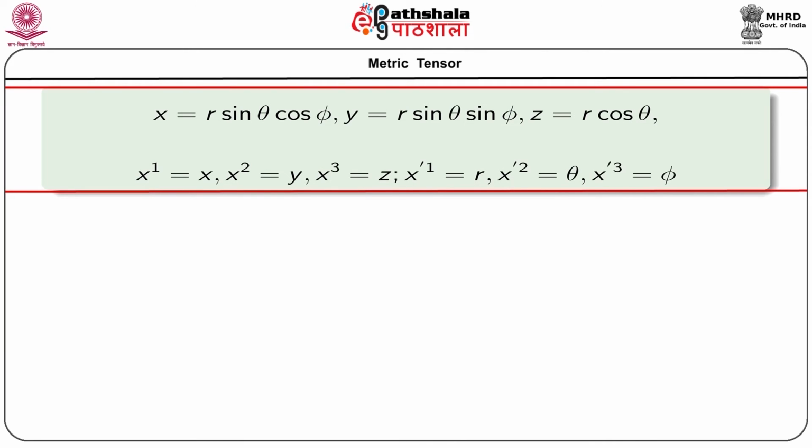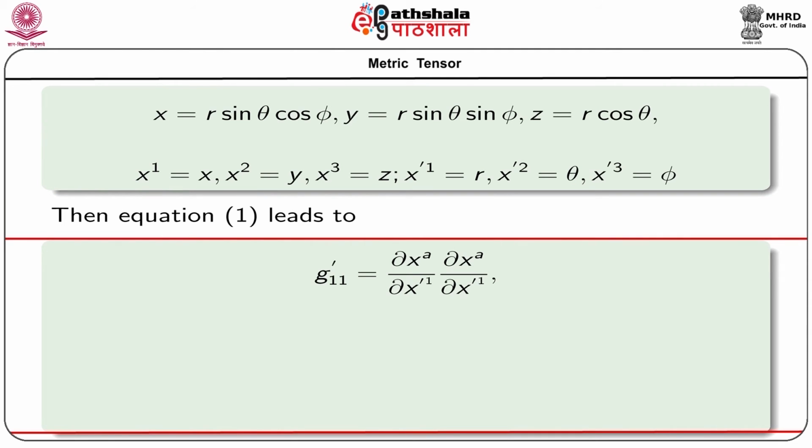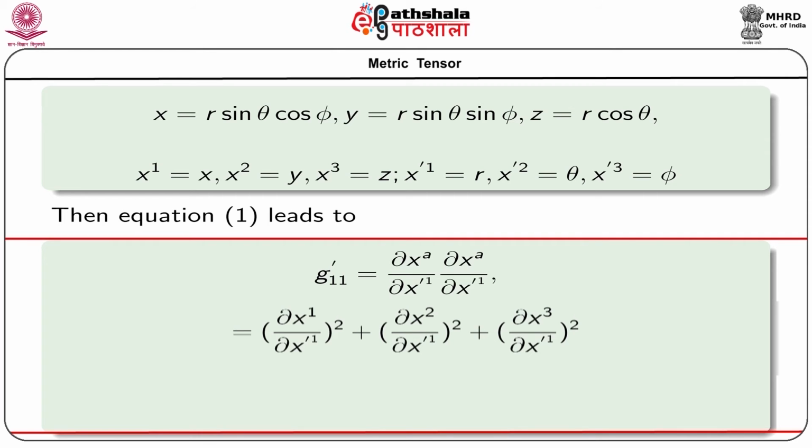Now, if we denote x1 equals x, x2 equals y and x3 equals z, and x dash 1 equals r, x dash 2 equals theta and x dash 3 equals phi, then equation 1 becomes G dash 11 equals ∂xa/∂x'1 ∂xa/∂x'1, where a is running from 1 to 3. So the expression will be this way: (∂x1/∂x'1) square plus (∂x2/∂x'1) square plus (∂x3/∂x'1) square, and the value of g dash 11 comes to 1.